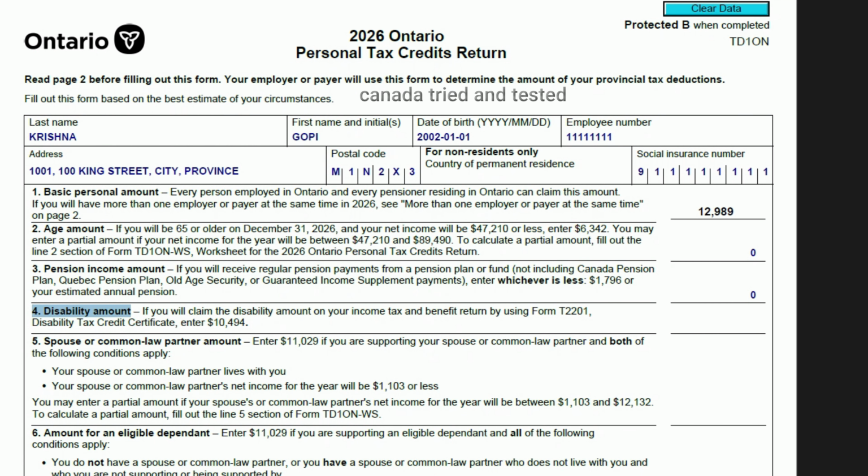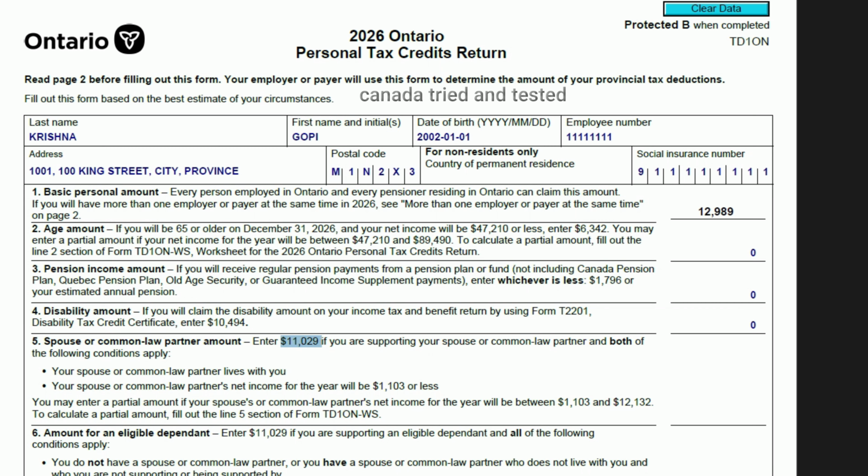Line 4, disability amount. In case you don't have form T2201, which is the disability tax credit certificate, you will enter 0. And if you have this form T2201, you will enter 10,494. I am entering 0 here. And then comes line 5, spouse or common law partner amount.